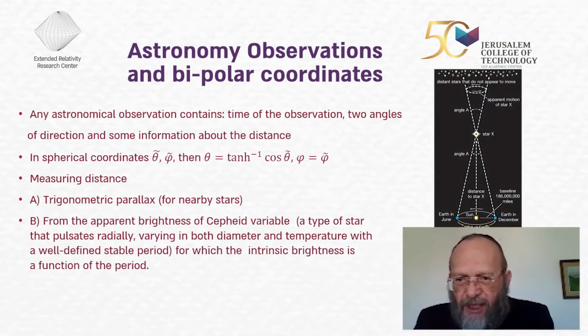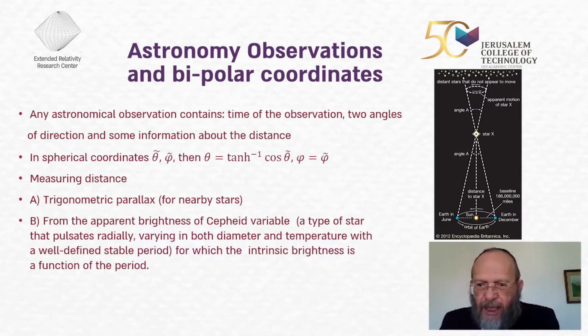So let's explain a little bit with the pictures. Here's how it works with the parallax. You have a star that you want to observe, and you have to measure its position on the sky at 2 points, which are far apart by half a year. So, for instance, in December and in the summer.